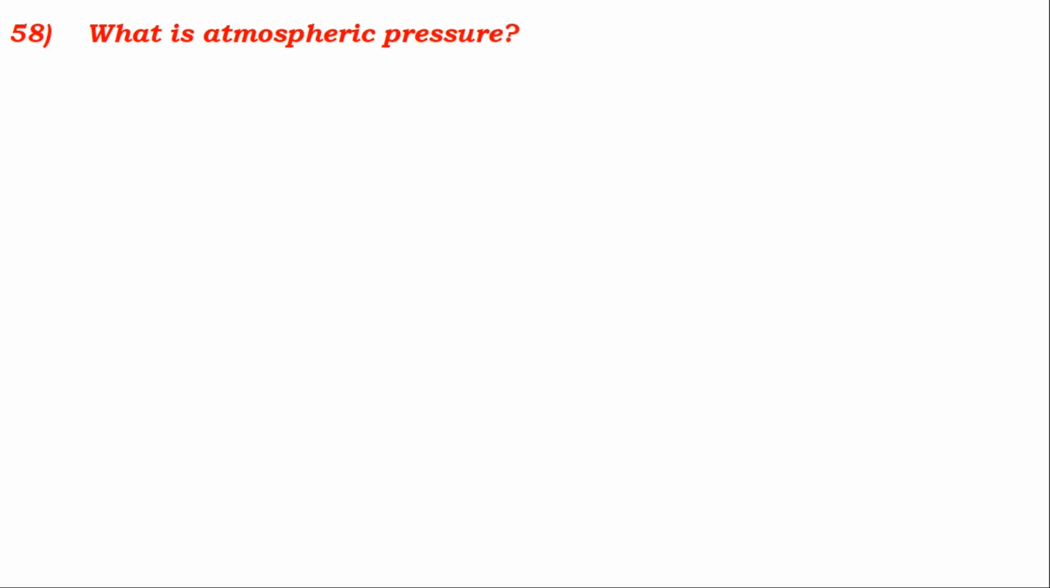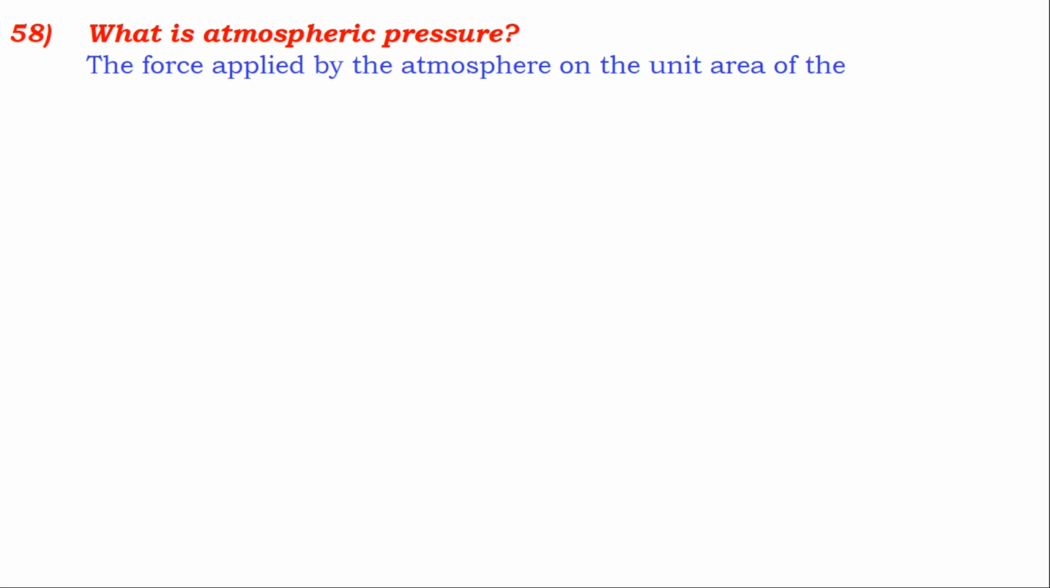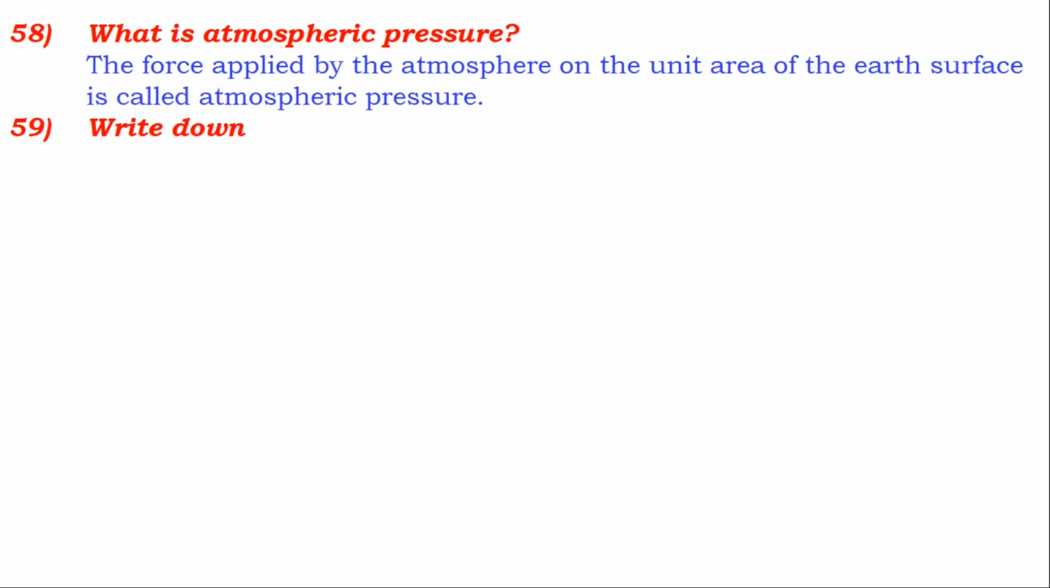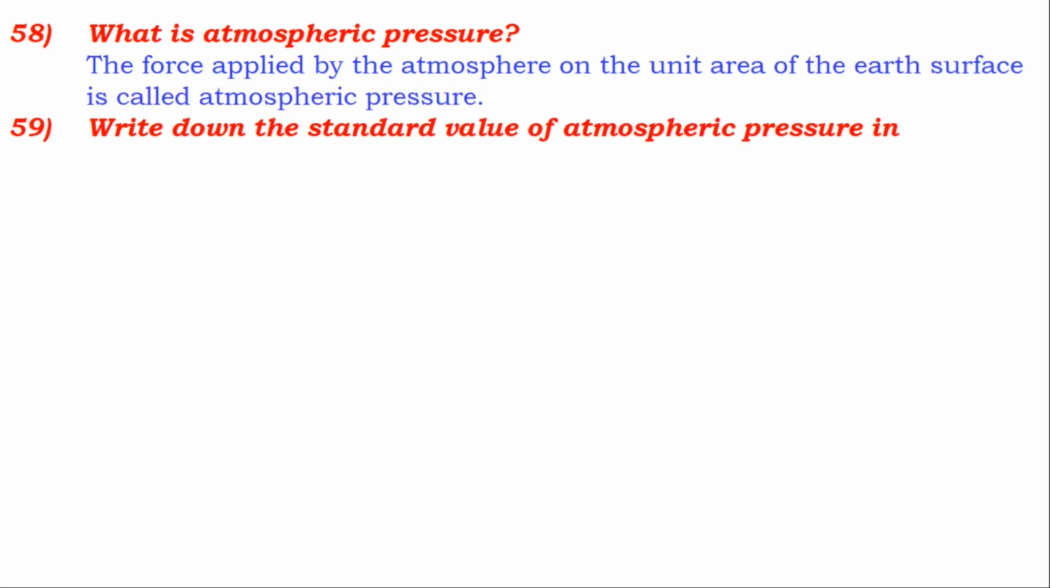What is atmospheric pressure? We can say the force applied by the atmosphere on the unit area of the Earth's surface is called atmospheric pressure. Okay, next question is, write down the standard value of atmospheric pressure in the sea level. It is 760 millimeter mercury pressure.